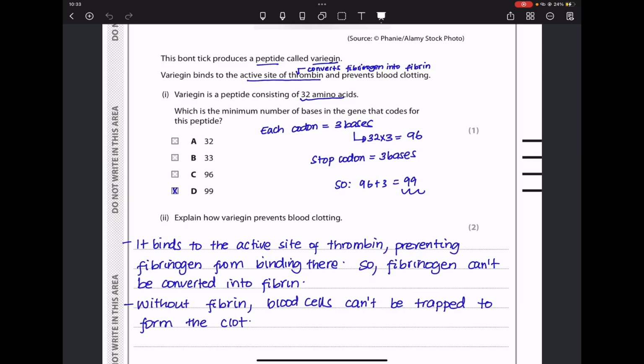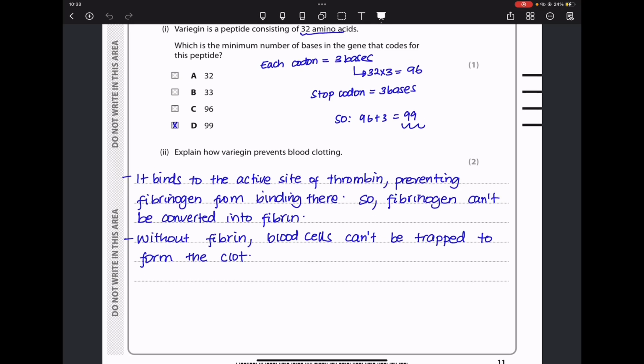Next, they say explain how vireogen prevents blood clotting. Like I've already said before, it binds to the active sites of thrombin, preventing fibrinogen from binding there, so the fibrinogen cannot be converted into fibrin, and without fibrin, blood cells cannot be trapped to form the clot.